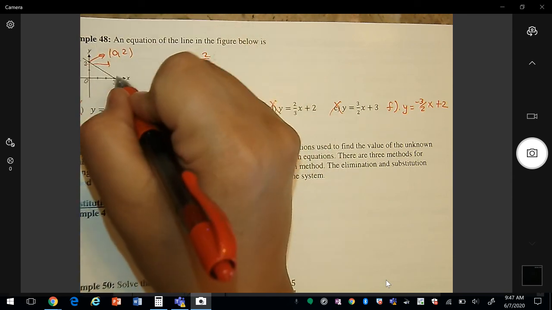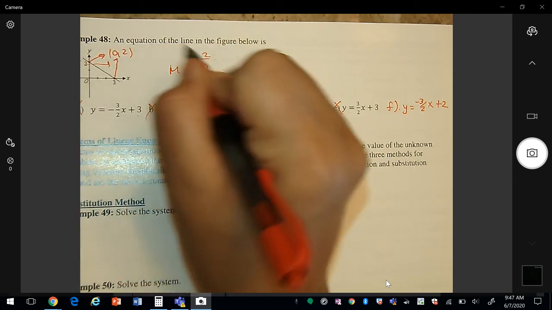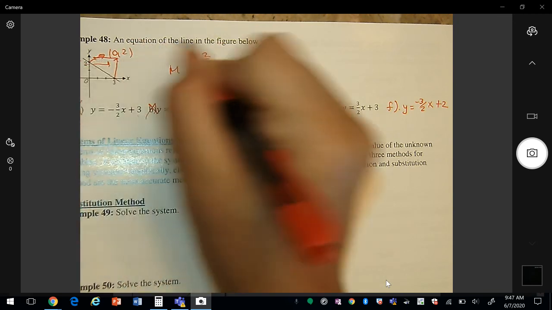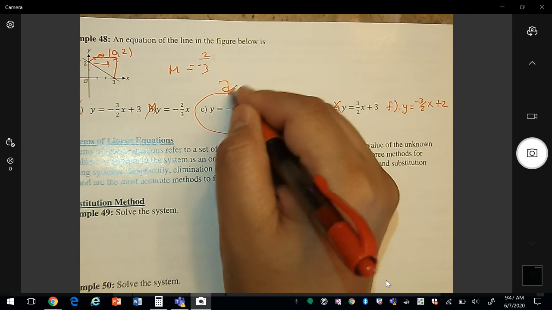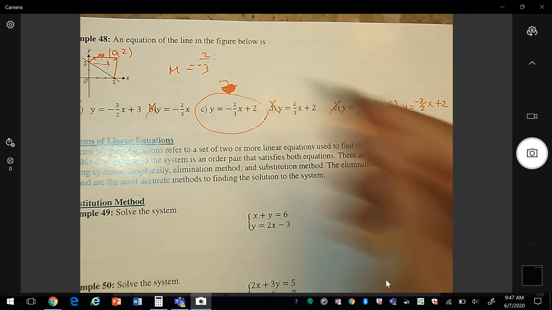So let me do this again. We're going up 2 units, so that's 2, and then we're going left 3 units. So we get a -2/3, so you can see again that this tells us that letter C is our answer.